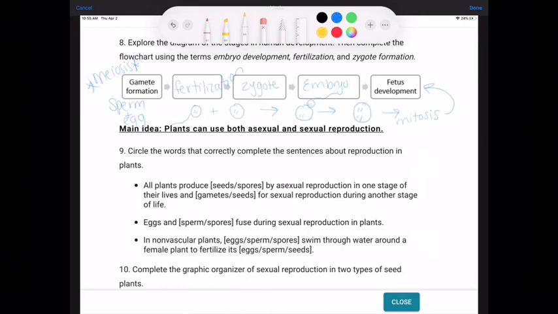For this one, we need to circle the words that correctly complete the sentences about reproduction in plants. All plants produce spores by asexual reproduction in one stage of their lives, and gametes for sexual reproduction during another stage of their lives. Eggs and sperm fuse during sexual reproduction in plants. In non-vascular plants, sperm swim through the water around a female to fertilize its eggs.